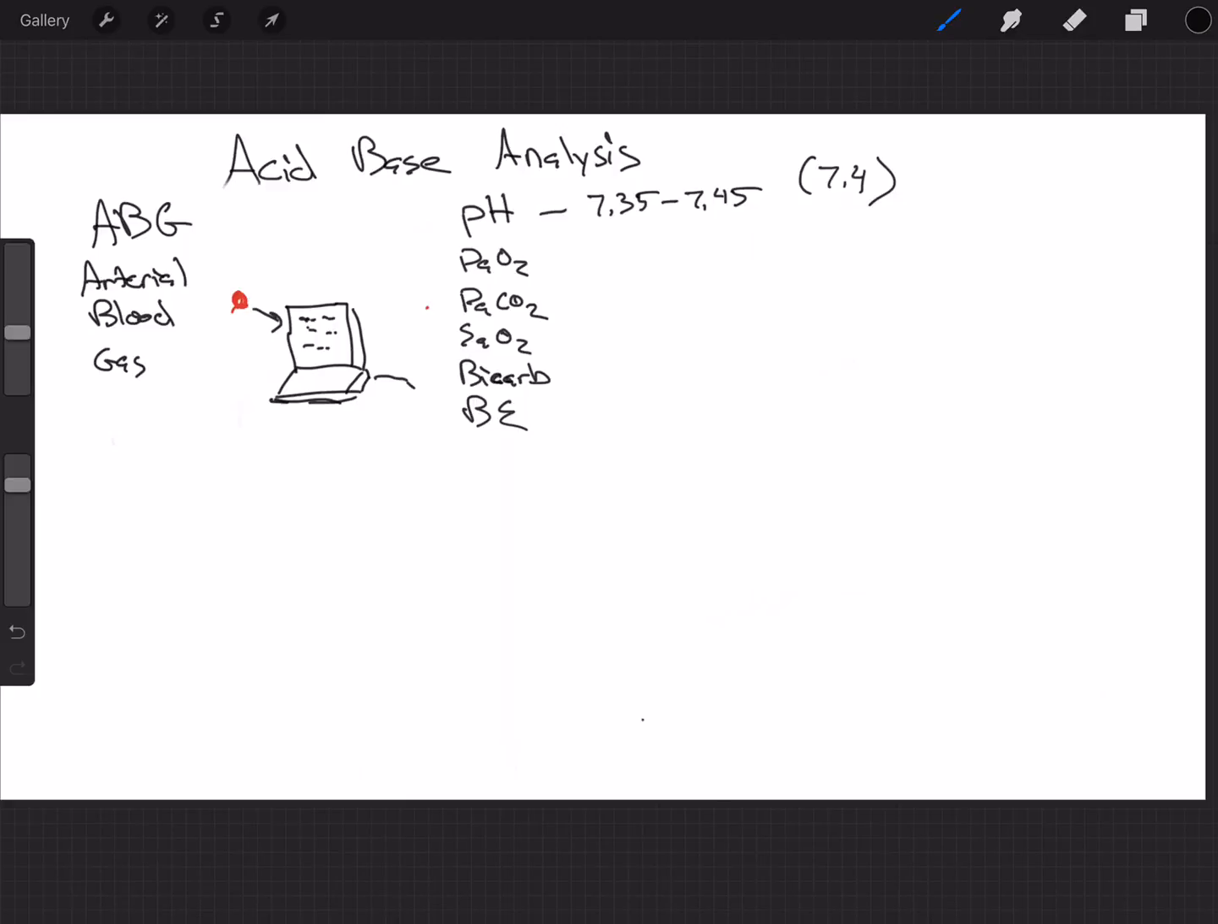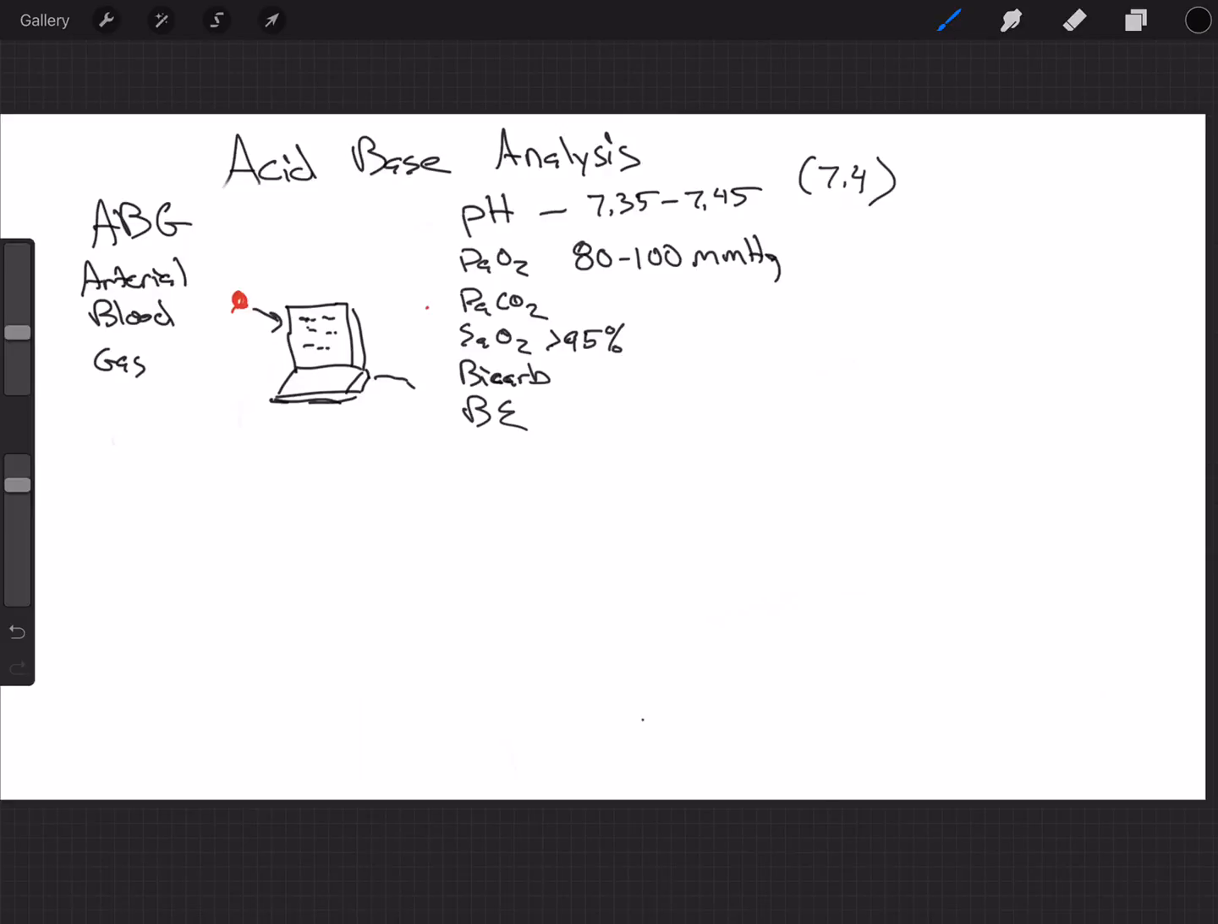PaO2, so this is how much oxygen is dissolved in that blood sample. And the normal range for this is 80 to 100 millimeters of mercury. So this is what's dissolved in the blood, floating around in the plasma. SaO2 is how much oxygen is attached to the red blood cells. This is the same as pulse ox. And so you're looking for greater than 95%.